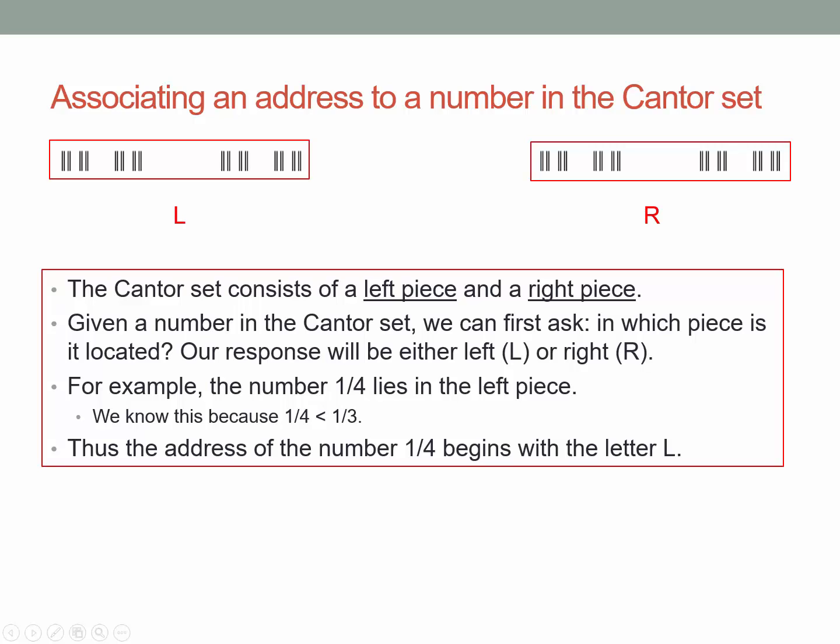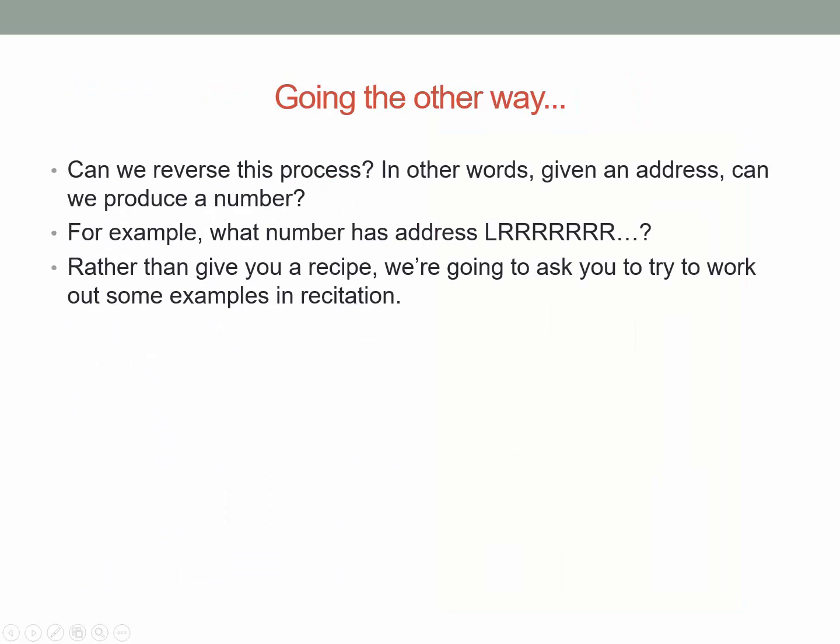However, after the initial L, it's R's forever. So what does that mean? What that means is it's the rightmost point of the piece on the left, right? It's always going to be to the right. So that must mean it's the rightmost possible point. So it's at the right end of the left piece, and we know what number that is. That's the number 1/3. Okay, so here's what we've learned. If you're given the address L followed by R's forever, then in fact that gives you the number 1/3.